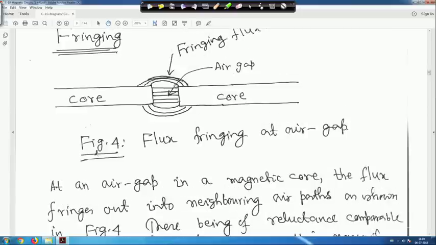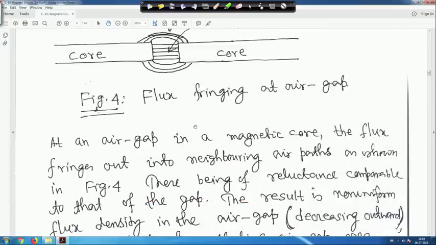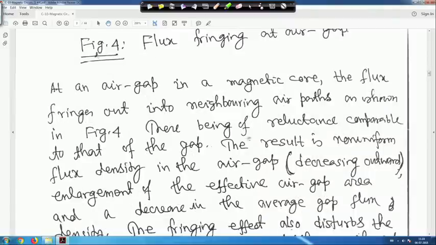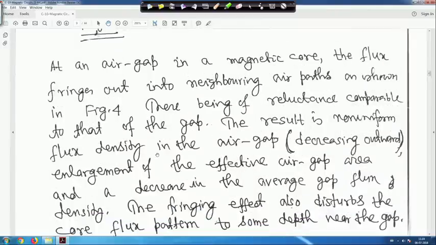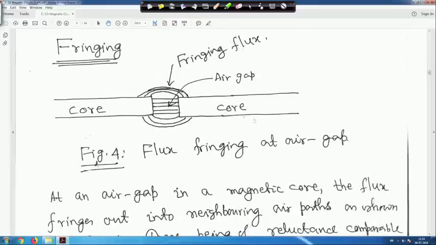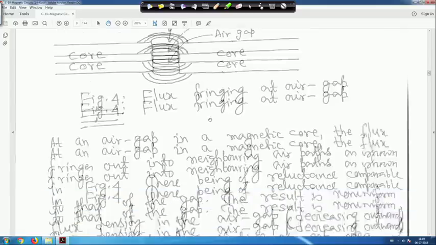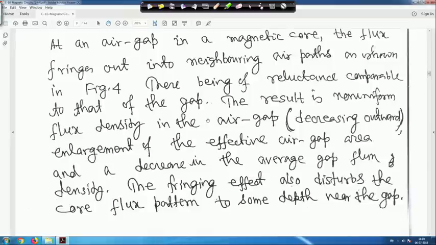So this is basically your nonlinear path, right. The fringing paths have reluctance comparable to that of the gap. The result is non-uniform flux density in the air gap, that is decreasing outward, right. So that means decreasing, here it is outward. In that case, there is an enlargement of the effective air gap area and a decrease in the average gap flux density.